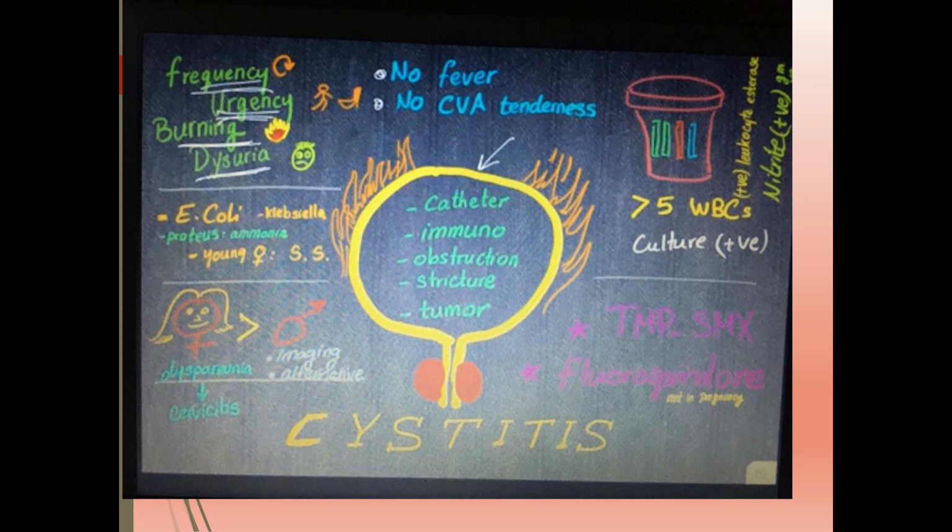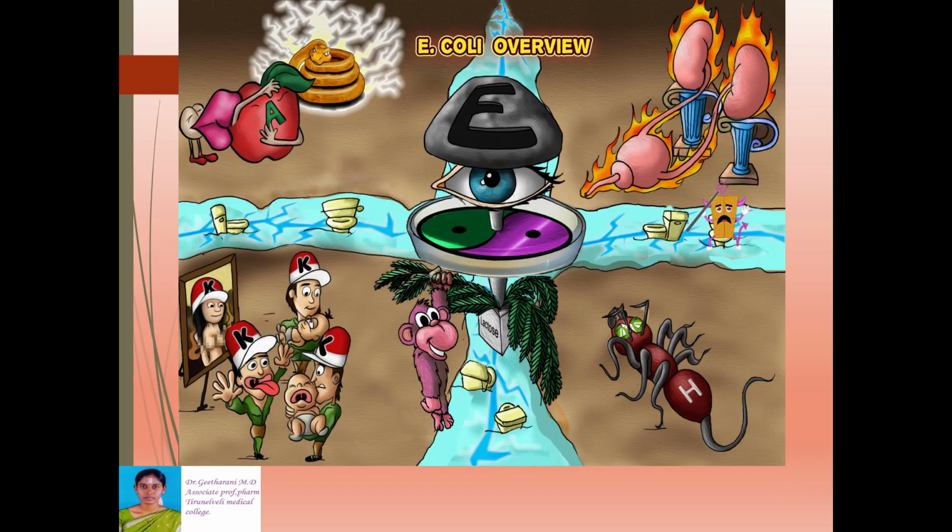And in a female having dyspareunia, we have to rule out cervicitis. We have to rule out a history of catheterization or some obstruction or stricture or tumor before treating UTI. And we have to first do a culture sensitivity before starting an antibiotic. So commonly Septran, that is trimethoprim-sulfamethoxazole, is given as a combination, or a fluoroquinolone can be given, but these are not advised in case of UTI in pregnancy.